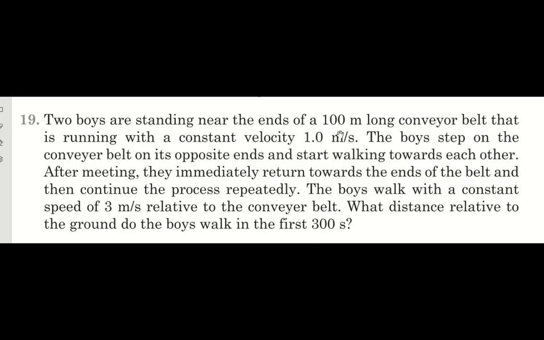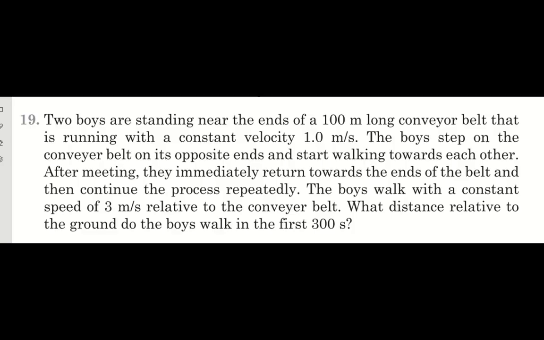Two boys are running near the ends of a 100-meter long conveyor belt that is running with a constant velocity of 1 meter per second. The boys step on the conveyor belt on its opposite ends and start walking towards each other. After meeting, they immediately return towards the end of the belt and then continue the process repeatedly. The boys walk with a constant speed of 3 meters per second relative to the conveyor belt. What distance relative to the ground do the boys walk in the first 300 seconds?